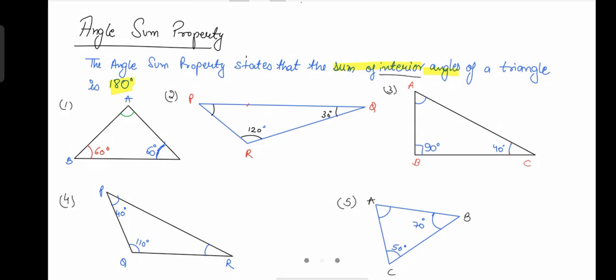Now, what is our question? We know that the sum of all the interior angles is equal to 180 degrees, and we need to find what value should come out over here and over here, in each one of them. Now, I will solve one and then you try to do the next. For that, let's start with the first one.